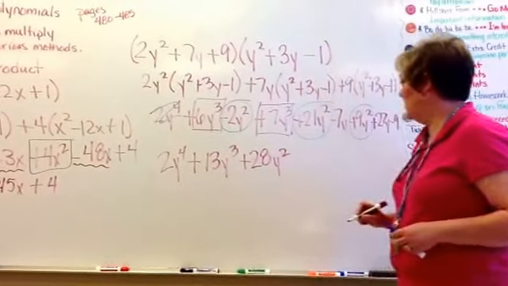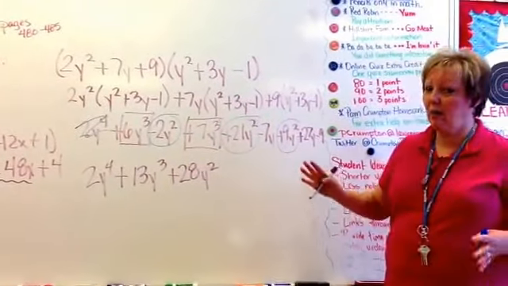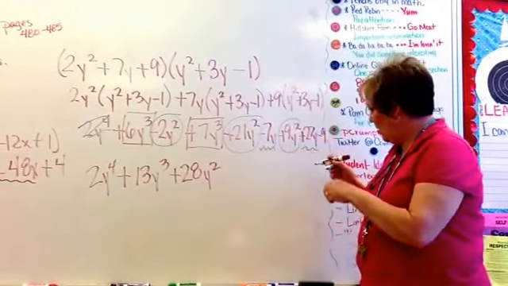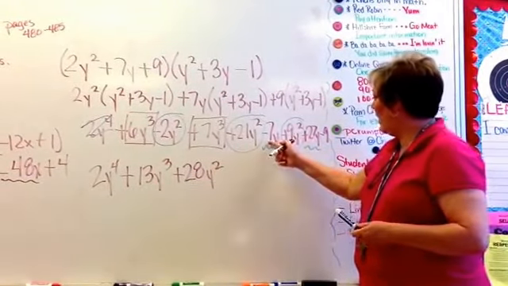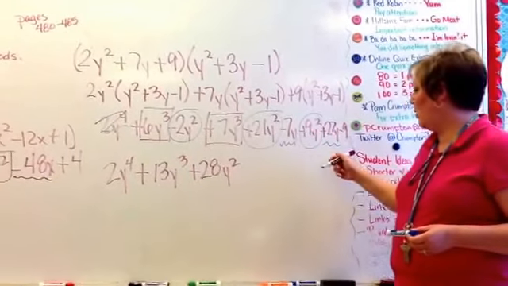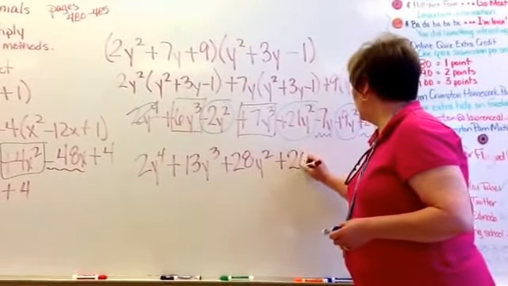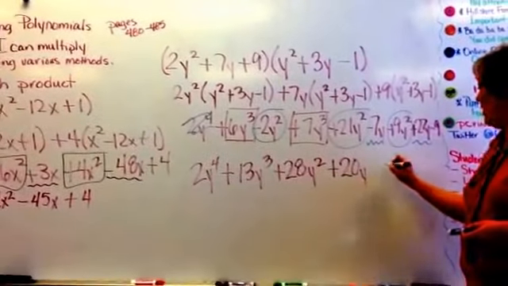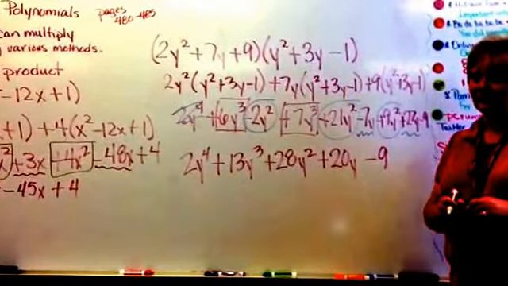Next is just y all by its little lonesome. I got one here, got one here. Negative 7y plus 27y would be plus 20y. And don't leave out a lone constant like this, negative 1.